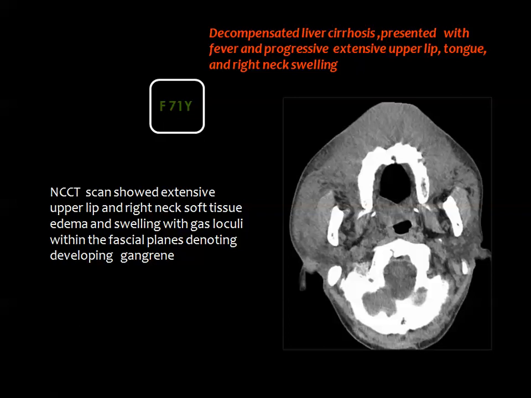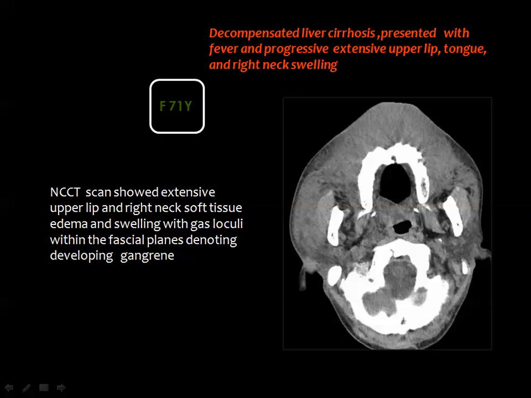And here you see huge soft tissue swelling along the anterior aspect of the alveolar margin. You see the air loculi spreading between the fascial planes. You see the diffuse subcutaneous swelling superficial to the masseter muscle, especially on the right side. And this patient is an old patient with decompensated liver cirrhosis presenting with fever and extensive upper lip, tongue, and right neck swelling.